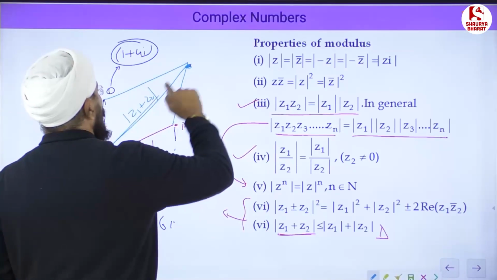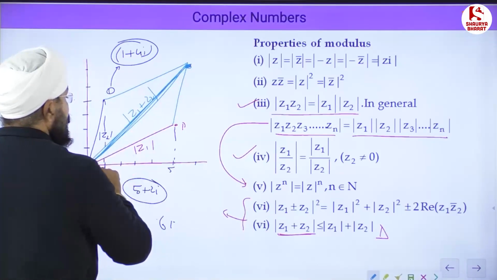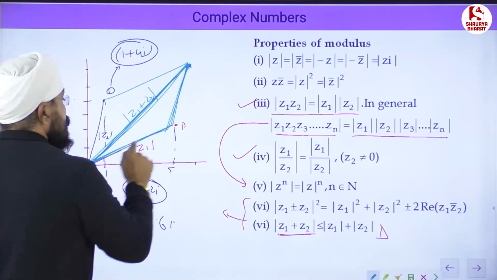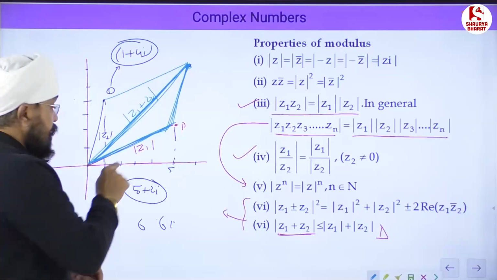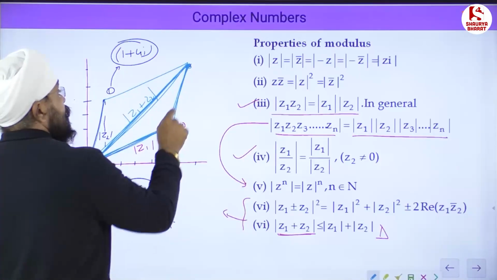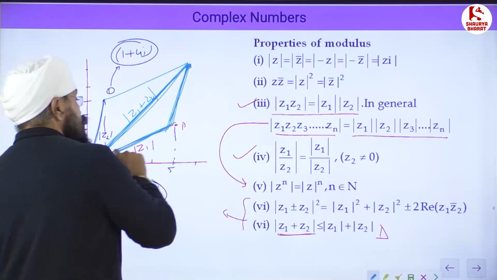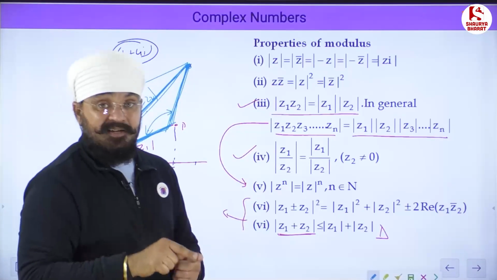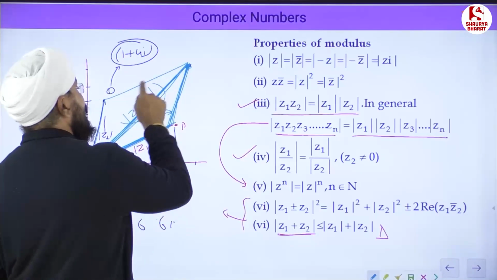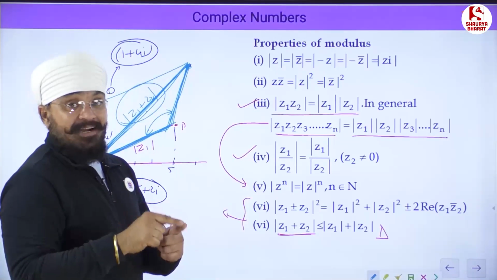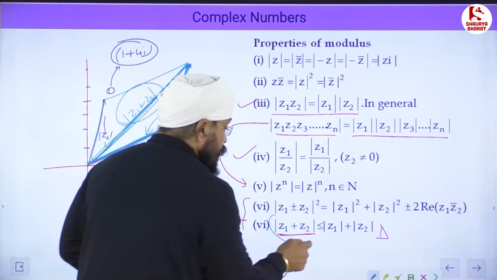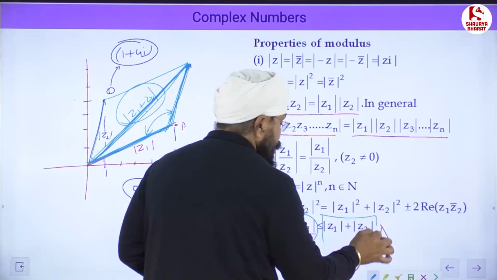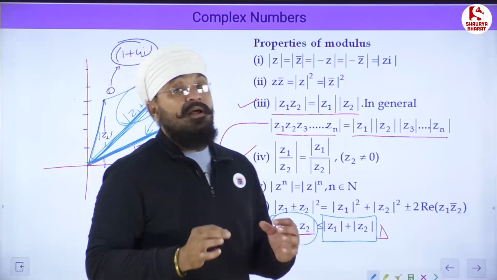So, the magnitude of this z1 plus z2, now this is representing a triangle. And as we know in a triangle, this is the magnitude of the first complex number, this is the magnitude of the second complex number. So, the triangle inequality means the sum of the two sides will always be greater than the third side. The third side is actually the magnitude of the addition of the two complex numbers. So, the magnitude of the addition will always be less than or equal to the sum of their individual magnitudes.